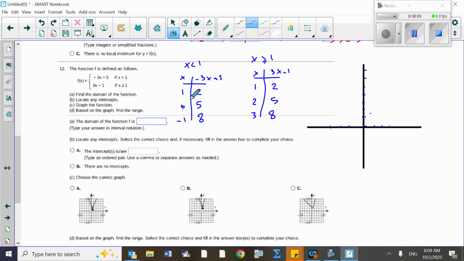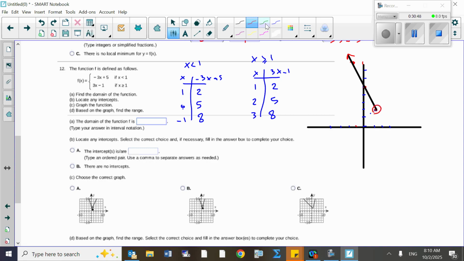Okay, when x is 1, y is 2. So that's here. When x is 0, y is 5. 1, 2, 3, 4, 5. When x is negative 1, y is 8. So 8 will be somewhere here. Okay, so I can connect these lines together. And notice x is less than 1, so I'm not going to draw anything on the right side of the graph. Here is where the graph is going to basically start, and I'm going to put an open circle. And on the other side, it's going to continue.